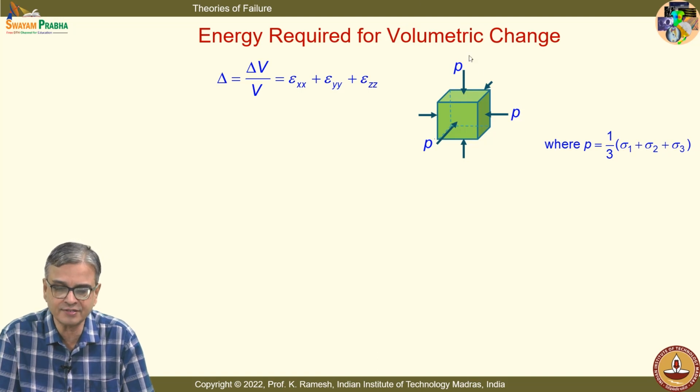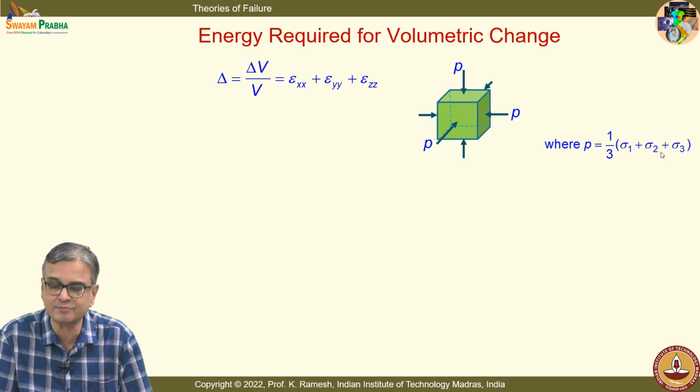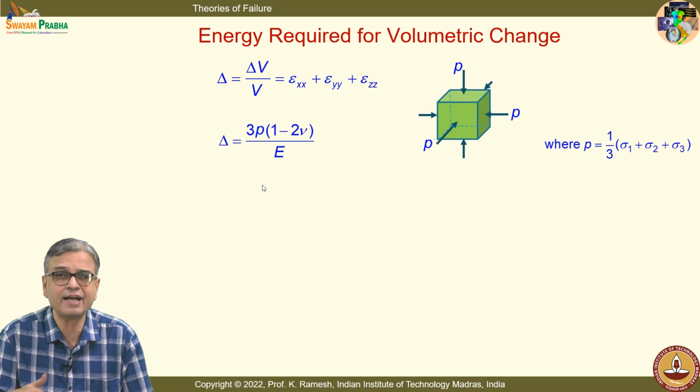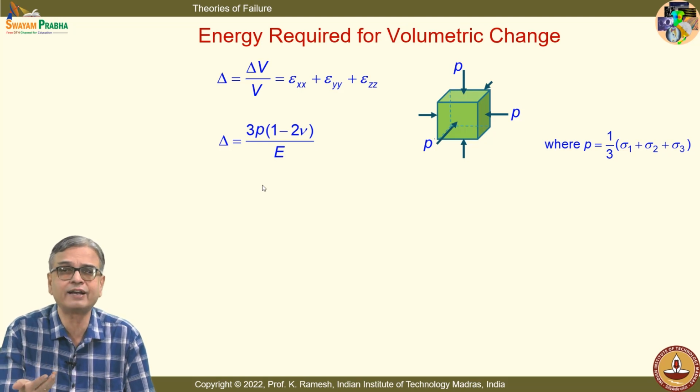So, I have this pressure applied, and pressure is 1/3 of sigma 1 plus sigma 2 plus sigma 3, and if you write epsilon x, epsilon y, epsilon z, they will be identical in terms of P. So, we have evaluated this. If you remember those derivations, it is nothing but 3 P multiplied by 1 minus 2 nu divided by E. So, now I have the strain, I have the load, you know how to calculate the energy stored.